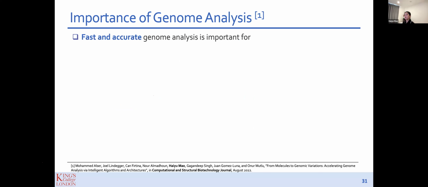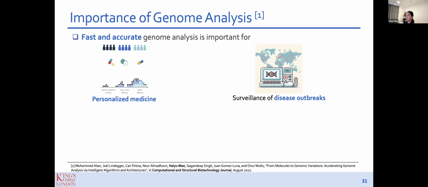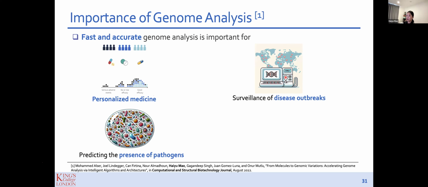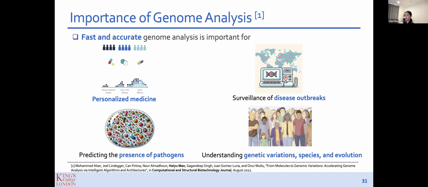Okay. So first, let me motivate a little bit about genome analysis. Fast and accurate genome analysis is very important for personalized medicine, surveillance of disease outbreaks, predicting the presence of cancer genes, and understanding genetic variations, species, and evolution, right?